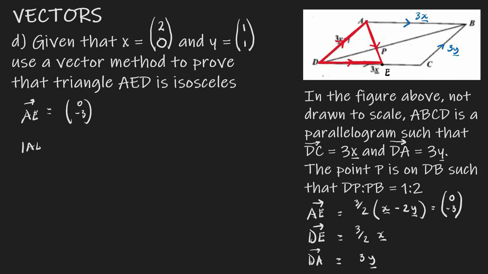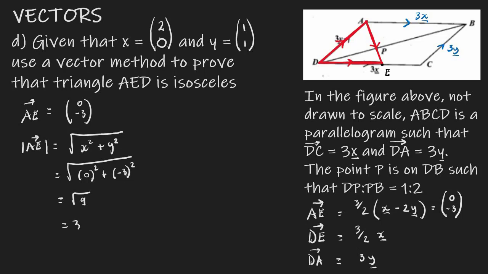Therefore, the magnitude of AE is equal to the square root of x squared plus y squared, which is equal to the square root of 0 squared plus negative 3 squared, which is equal to the square root of 9, which is equal to 3.